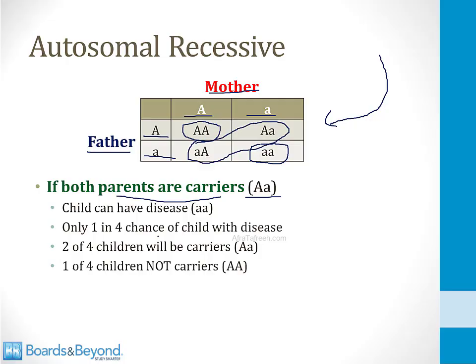And I've summarized these points on the slide. The child can have disease, only a 1 in 4 chance of a child with disease. 2 of 4 children will be carriers, and 1 of 4 children will not be carriers.